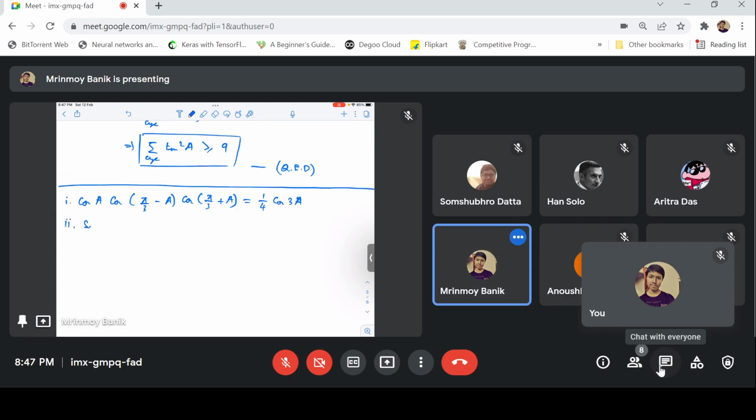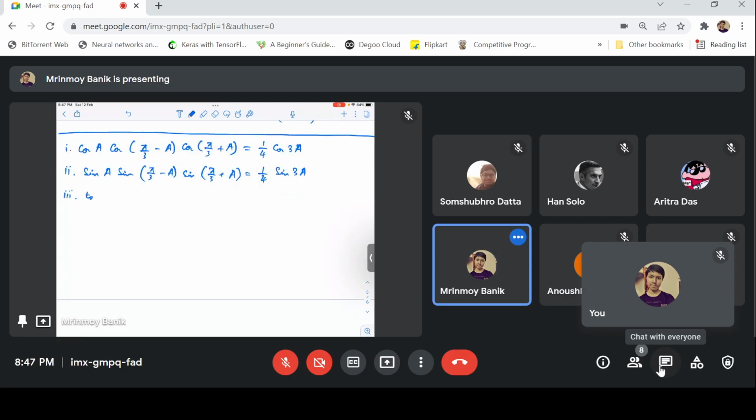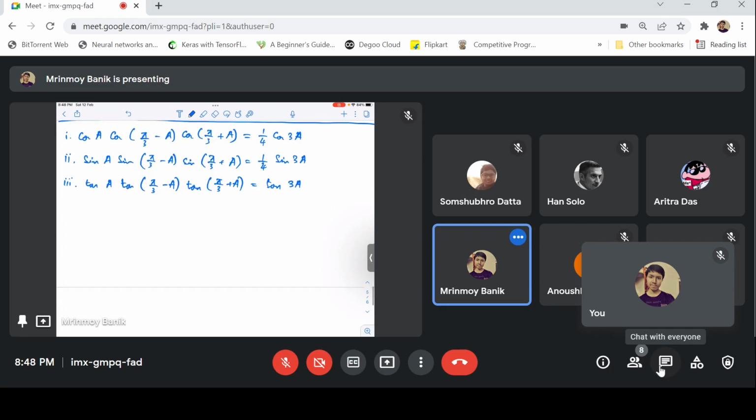Similarly, sin a times sin(pi/3 minus a) times sin(pi/3 plus a) is 1/4 sin 3a. And lastly, so how to show the first one?